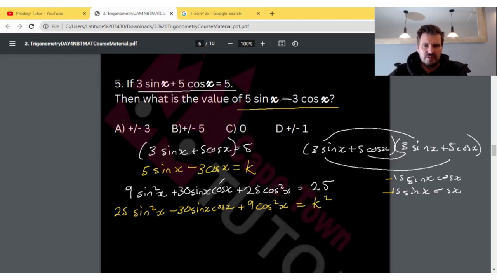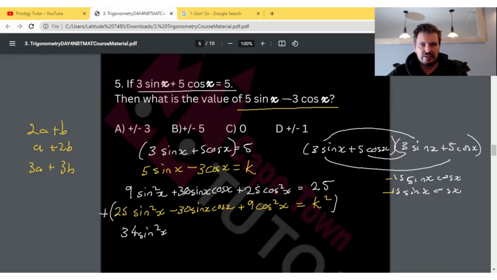So what happens here is when I add these two equations together, right? Let's say I have 2a plus b, and then I have a plus 2b. When I add these up, 2a plus a, I get 3a, b plus 2b, I get 3b, right? So that's what I'm doing here. So I'm saying 9 plus 25 sine squared x is going to be 34. So I'm adding this whole line here. So 9 plus 25 is 34. The sine squares are like terms, so I can say that.